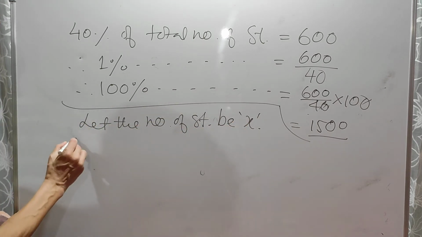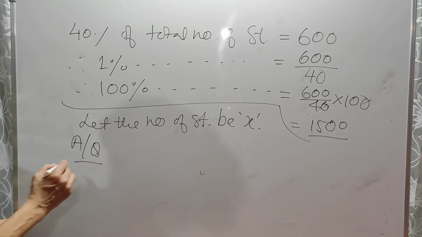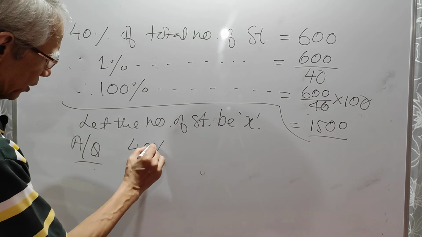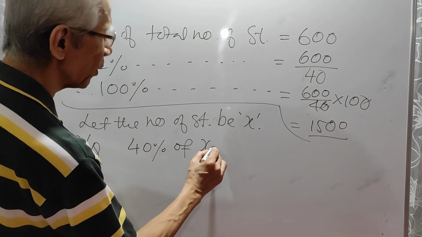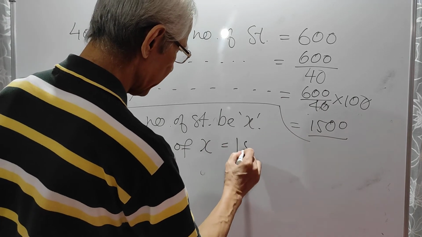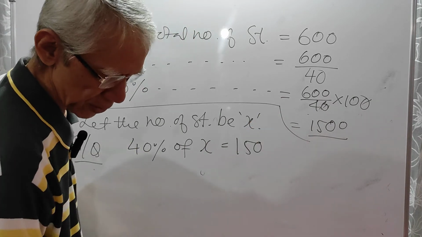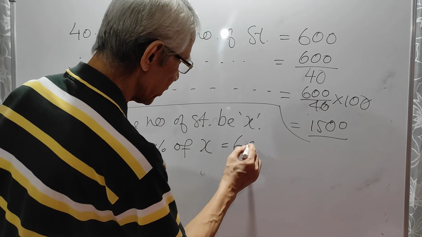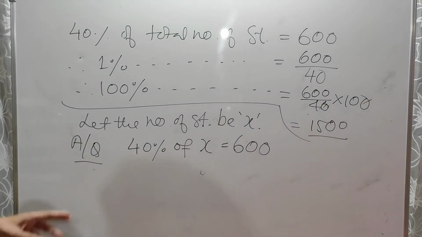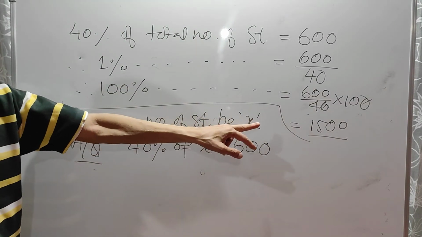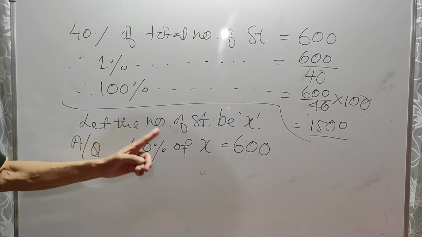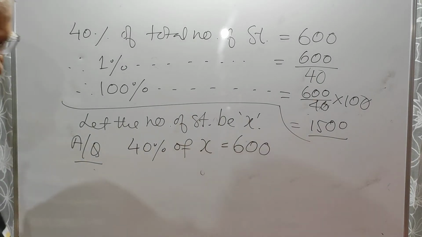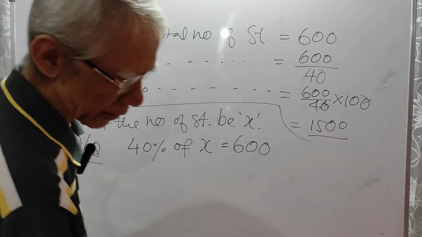Right. Therefore, according to the question, what is the equation? According to the question, 40% of x equal to 600. 40% of x equal to 600. This is the equation. So let the number of students in the school be x. Now, according to the question, 40% of this x is equal to 600. Now we have to solve this equation. Just a question of solving. By solving, we should get that 1500.